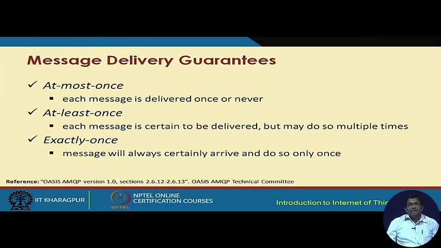So, there are different messages that are involved in this particular protocol, and what is required is to have message delivery guarantees. These message delivery guarantees can be in 3 different forms. The first one is at most once, which means that each message is delivered at most once, that means once or never, to the intended recipient. At least once, each message is certain to be delivered, but may do so multiple times, but it should do at least once. Exactly once, messages will always certainly arrive and do so only once.